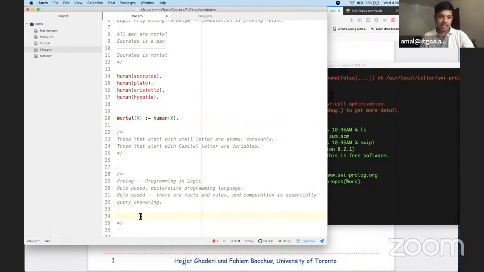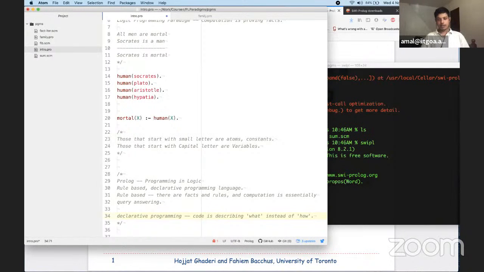Now, what is declarative programming? In declarative programming, program code is essentially describing what instead of how. So in essence, when you write code in Prolog, you are telling the system what something is instead of how something is done.